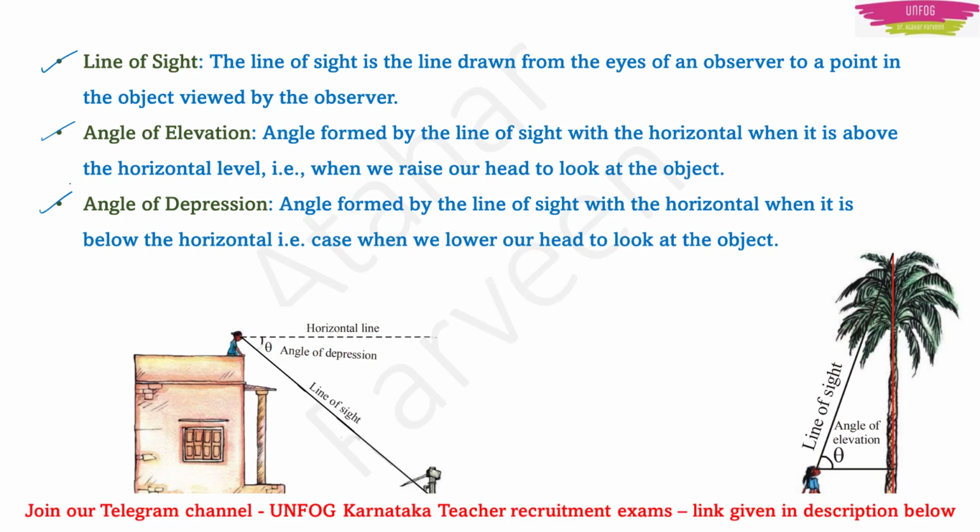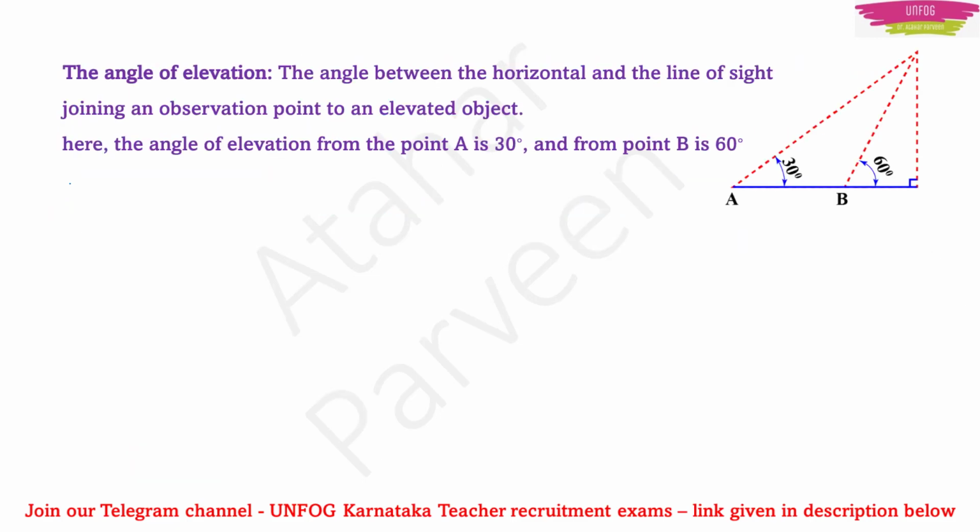Okay, for example, here in this figure, if you want to see what is the angle of elevation? The angle between the horizontal and the line of sight. Which is the horizontal? This is the horizontal, right? This blue line is the horizontal. And which is the line of sight? This will be the line of sight, correct? Or in the other case, if the observer is at A, line of sight is this. If the observer is at B, then this will be the line of sight, correct?